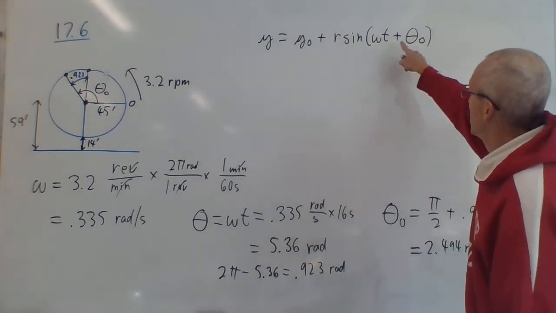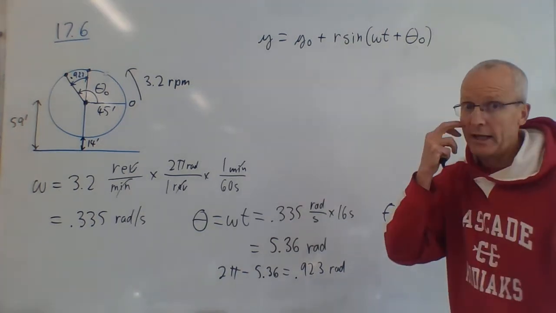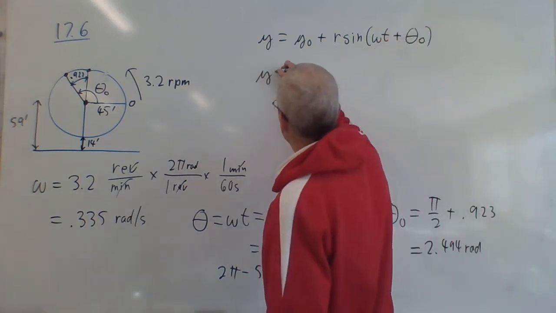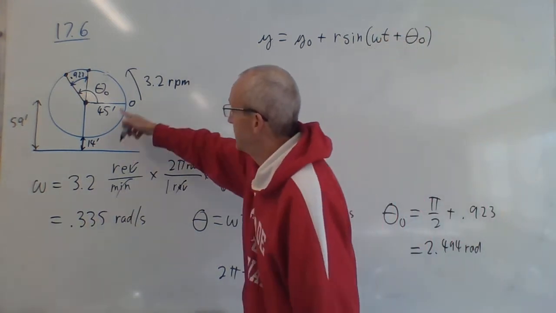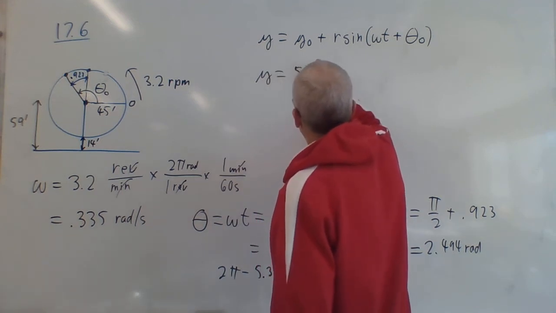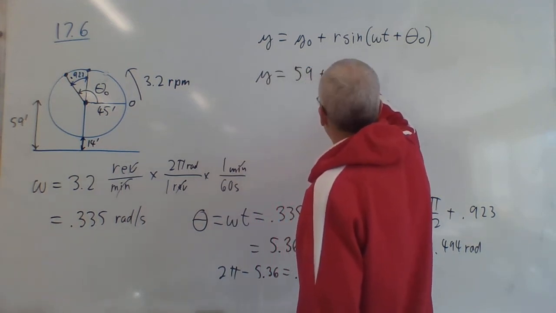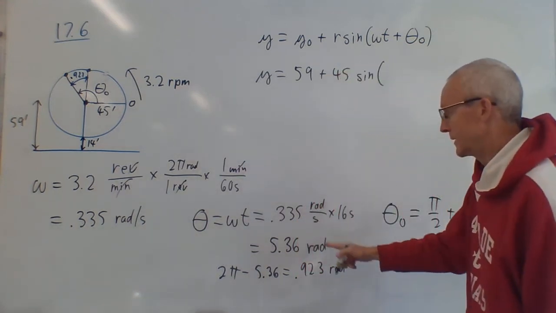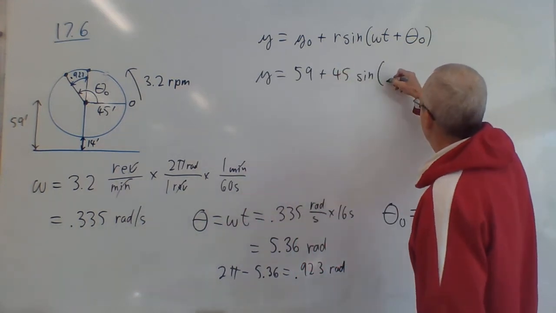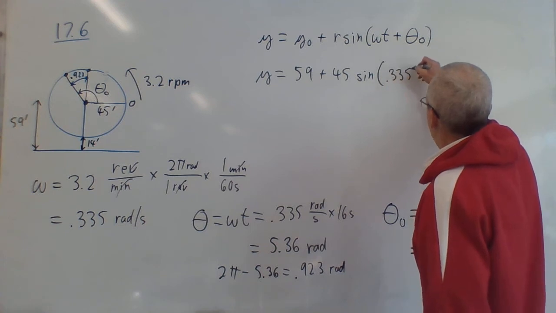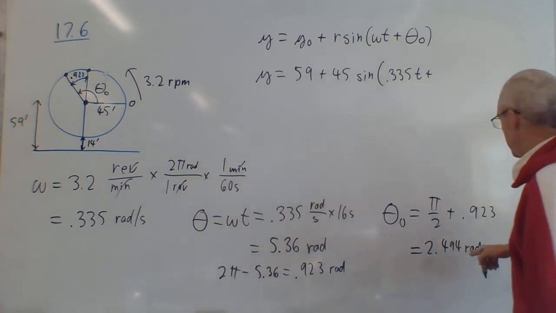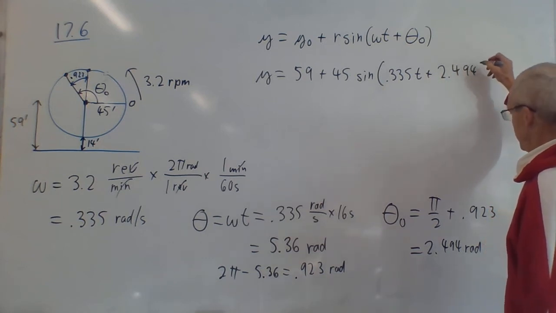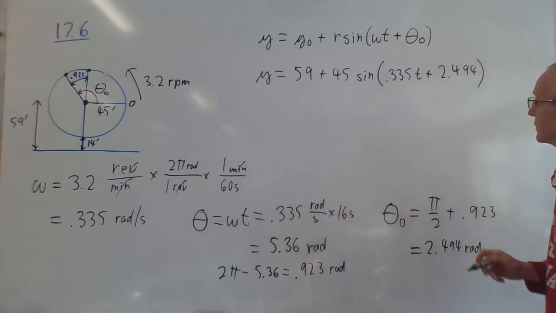Now we know theta 0, we know omega, and then we're good, and all we have to do is plug in the numbers. So let's write out a formula now. Y is equal to, the center is at 59 feet, 59 plus R is 45, times sine of omega, which is 0.335, t plus theta 0, which is 2.494. Everything's in radians, so we're good.